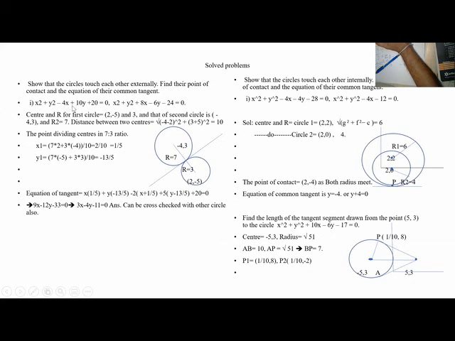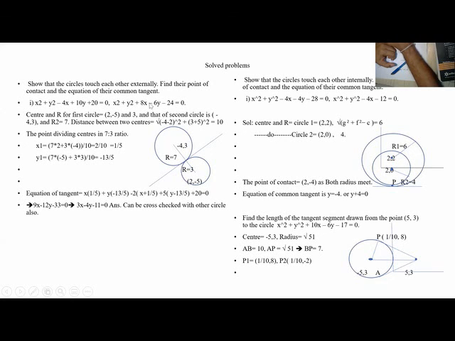G square is 4, f square is 25, 25 plus 4 is 29, minus (-29)... so the radius is the square root of that, which is 3. So this is the center and this is the radius 3.